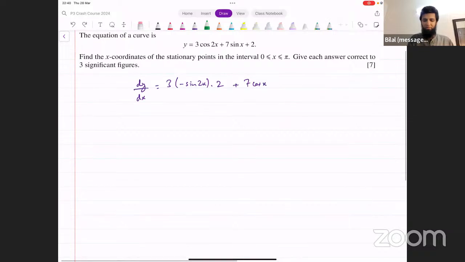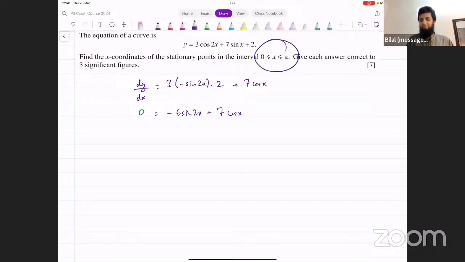We just put that equal to 0. What does that give you? That gives you minus 6 sine 2x plus 7 cos x equals 0. Now you just have to solve this equation, and you need to find the x coordinates that satisfy it, where the values of x are supposed to be between 0 and pi. Now, after this, it's just a trigonometric question.